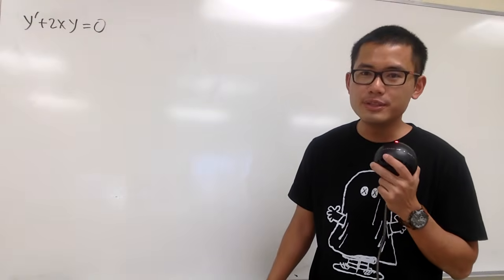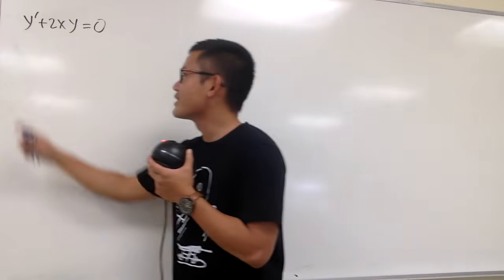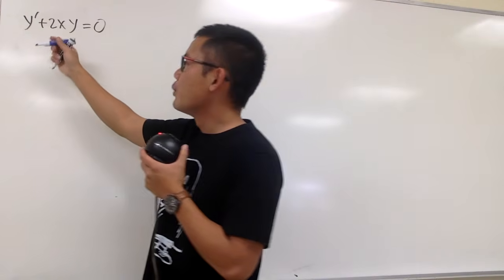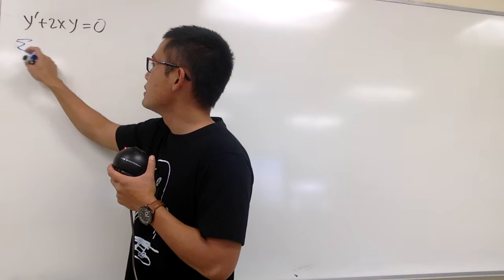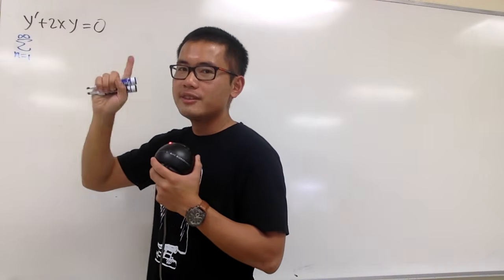We are going to find the power series solution centered at 0 for this differential equation here. So let's get to work. We know for y prime, we are going to change this to the power series when n goes from 1 to infinity. Remember, for the first derivative, n starts at 1.